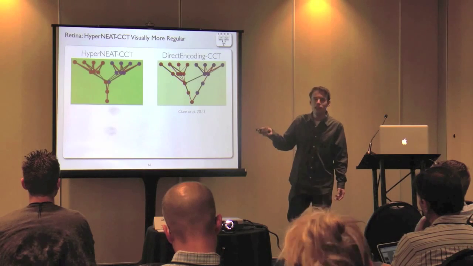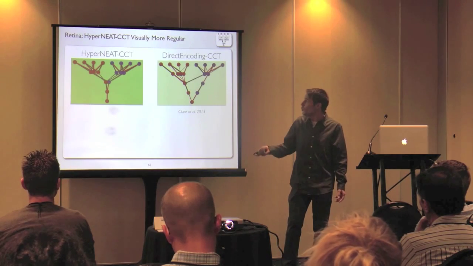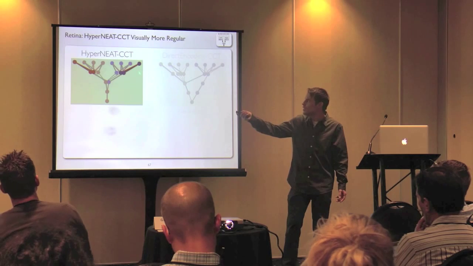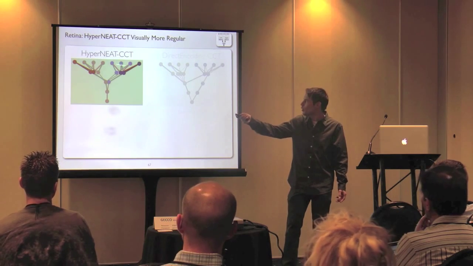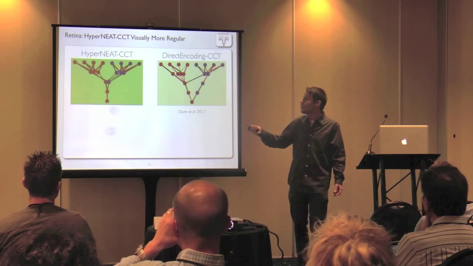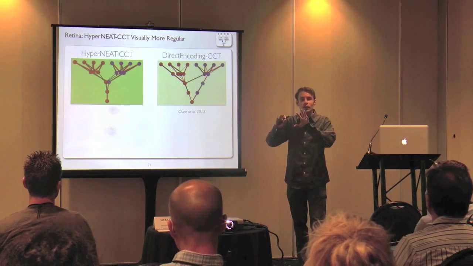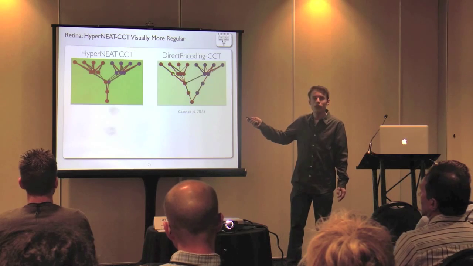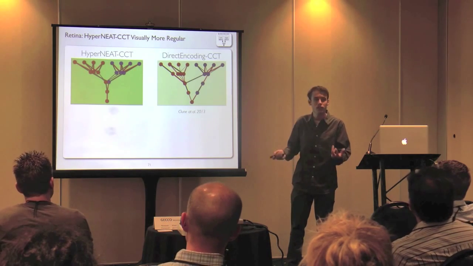We can also see this visually, where HyperNEAT with connection cost has this left-right symmetry, while direct encoding creates two entirely different modules, where the modules don't even have the same number of nodes in the second layer.